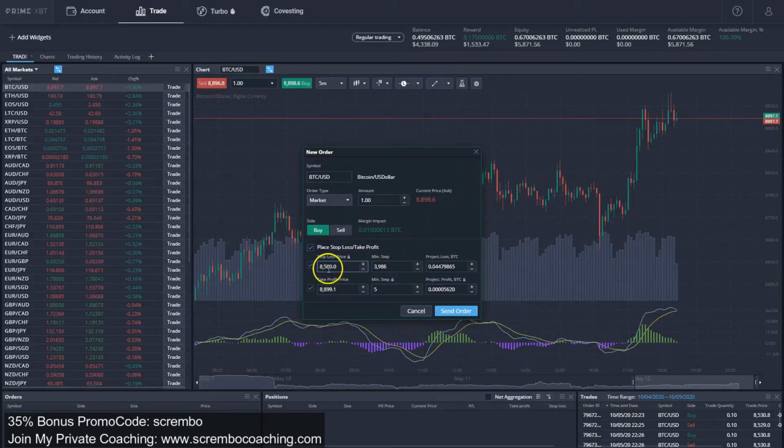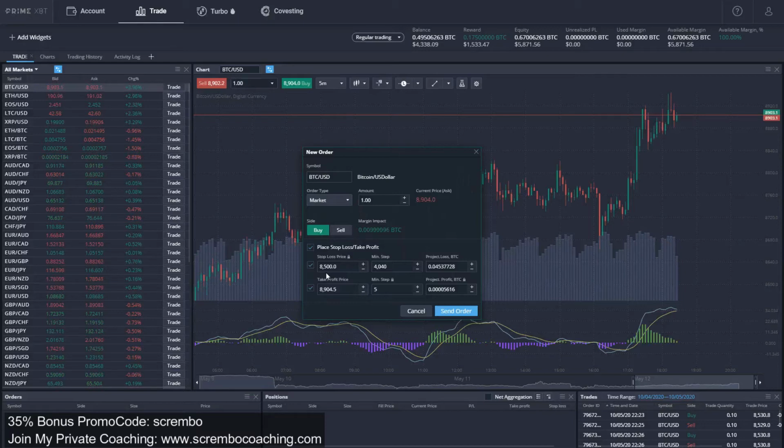Great, so the stop loss is below, at 8,500. Now, the platform is also showing you how much your loss is going to be if that stop loss is touched, and if you're fine with that, how much it will cost you by hitting that stop loss. It's showing it right here: projected loss, BTC amount 0.045 is the loss out of my margin balance if the market touches this 8,500 stop loss.